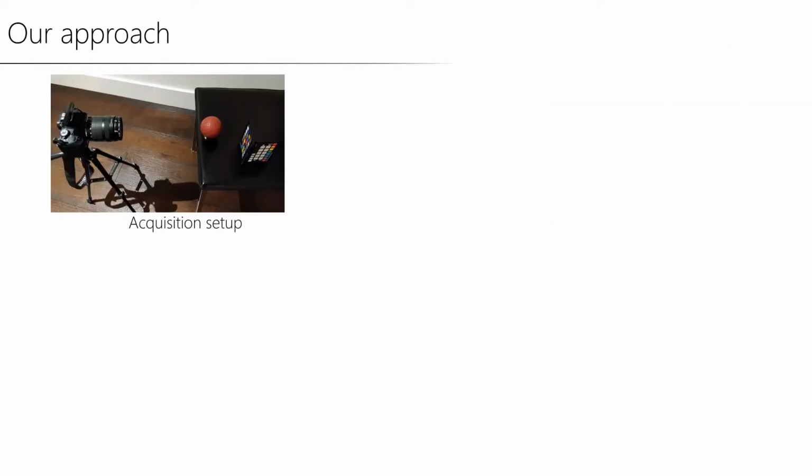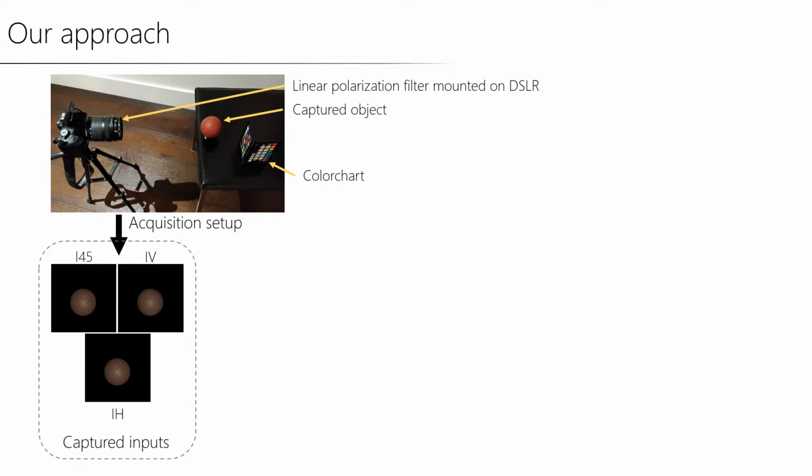Our setup consists of a linear polarization filter mounted on a DSLR, the object to capture, and a color chart for white balancing. We capture an HDR flash photograph of the object by using the DSLR automatic bracketing with 3 orientations of the polarization filter.